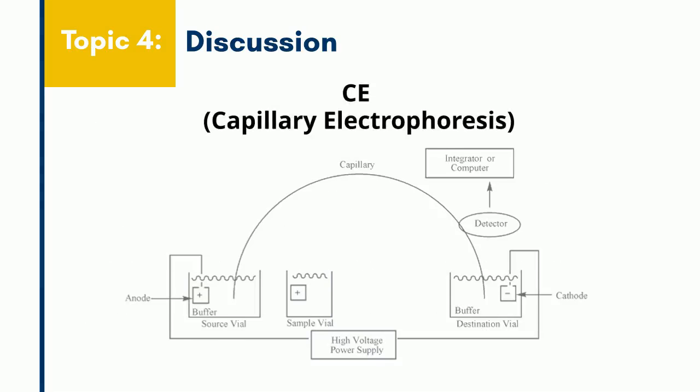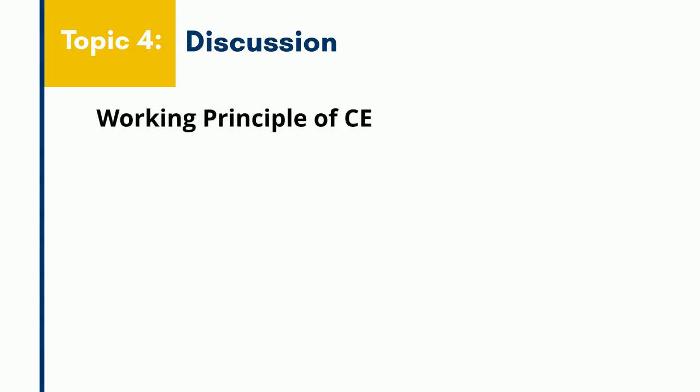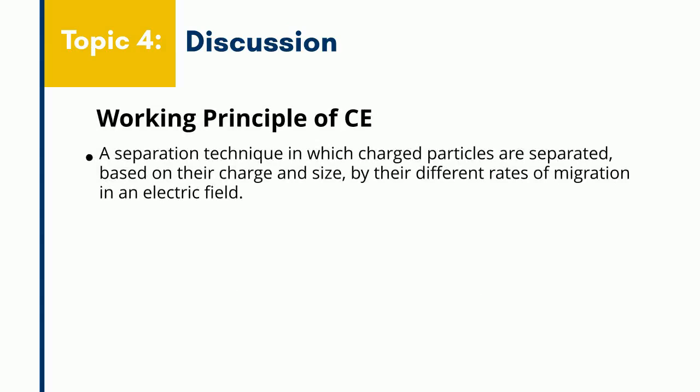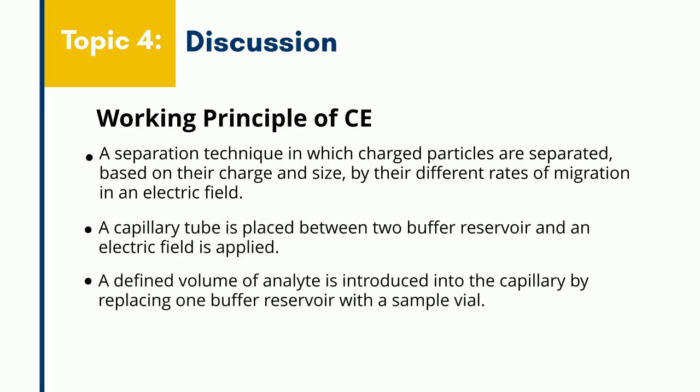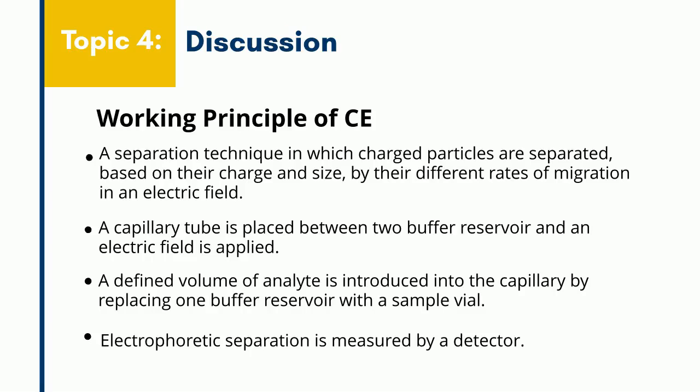Here is a general instrumentation setup for capillary electrophoresis. CE is a separation technique in which charged particles are separated based on their charge and size by their different migration rates in an electric field. A capillary tube is placed between 2 buffer reservoirs and an electric field is applied. A defined volume of analyte is introduced into the capillary by replacing one buffer reservoir with a sample vial.